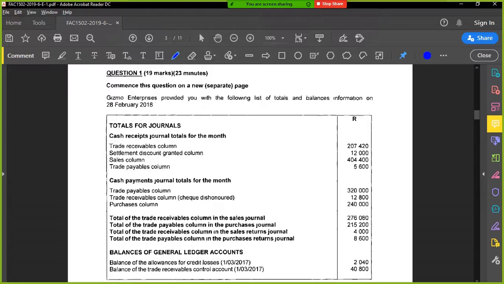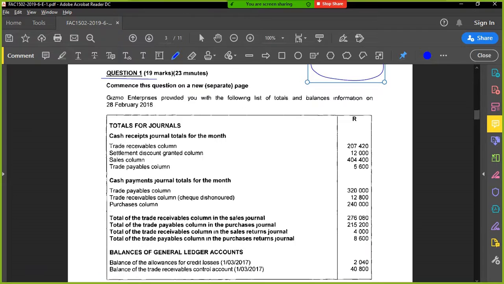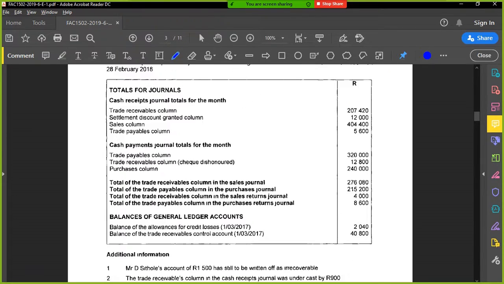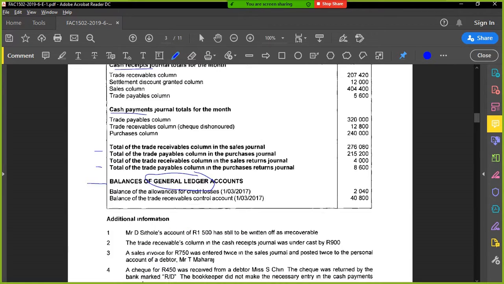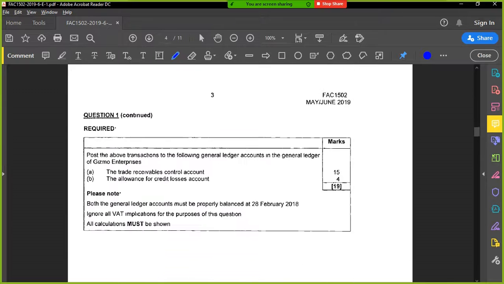Question 1, May/June 2019, 19 marks, 23 minutes. Okay. You've got the question, you've got balances, totals for the journals, receipts, payments, you've got more journals here, you've got balances in the general ledger. Okay, I'm scoping the question out. I've got additional information that I need to provide for. I should always have that, because it's a test question.